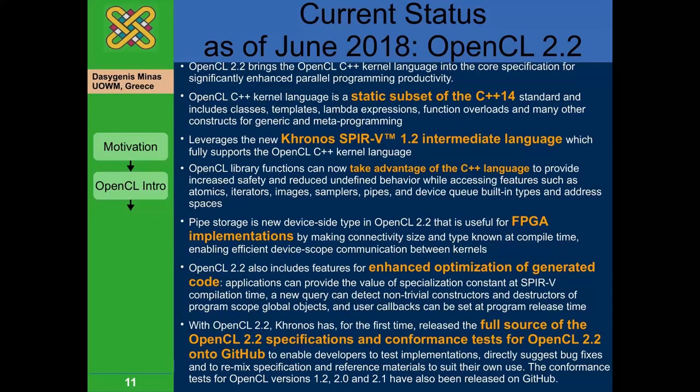Of course, enhanced optimization, and the last part, which is very important, is that the full source for the conformance test of OpenCL 2.2 was released. So someone who claims to have a good compiler for OpenCL should first try all these conformance tests, compile them and execute them. And if the compilation and execution succeed, then he can also be part of the OpenCL consortium, and he can carry the OpenCL logo on his software tools.